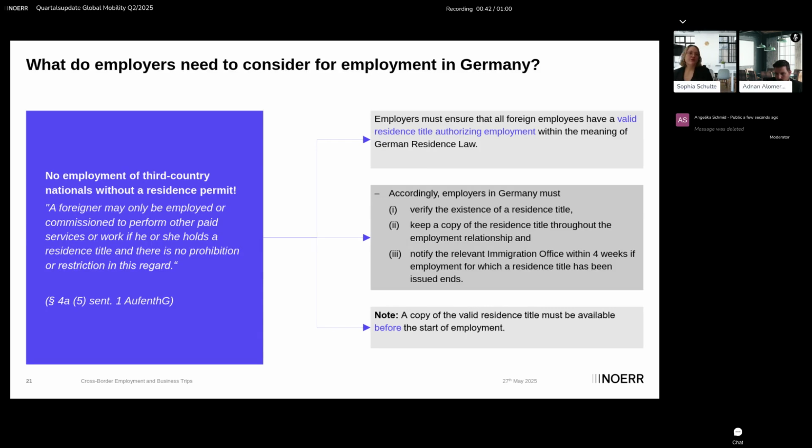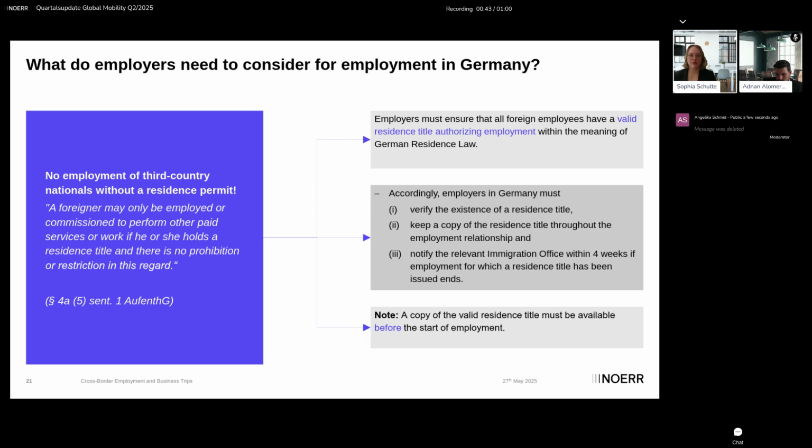And from the perspective of the German company, for example, if a foreign employee is seconded from their foreign employer to a German company, it's important to know that they are not allowed to employ any third country national without them providing a copy of the residence title. If one is not needed, the German employer should get a confirmation from the foreign employer or from the foreign employee that one is not needed.